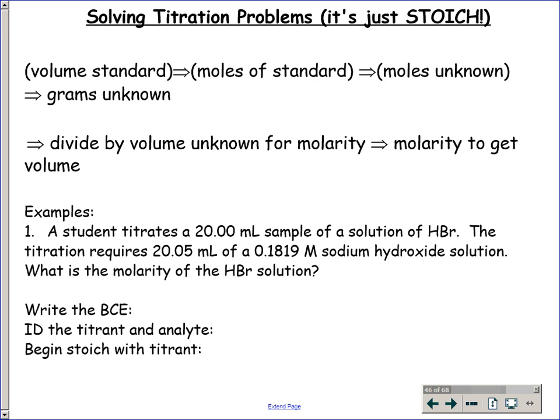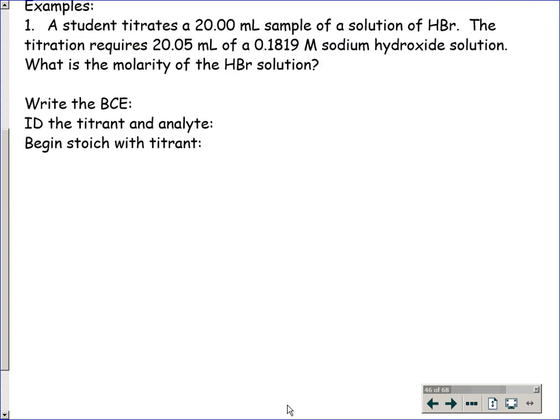I'm going to show you an example first, and then we can come back up here if we need to. Okay, so here's how we process this data. Now at least you'll understand what's happening when you read these scenarios, because you know what a titration looks like. A student titrates 20 milliliters of a sample of a solution of HBr. The titration requires 20.05 milliliters of a 0.1819 molar sodium hydroxide solution to meet the equivalence point. What is the molarity of the HBr solution?